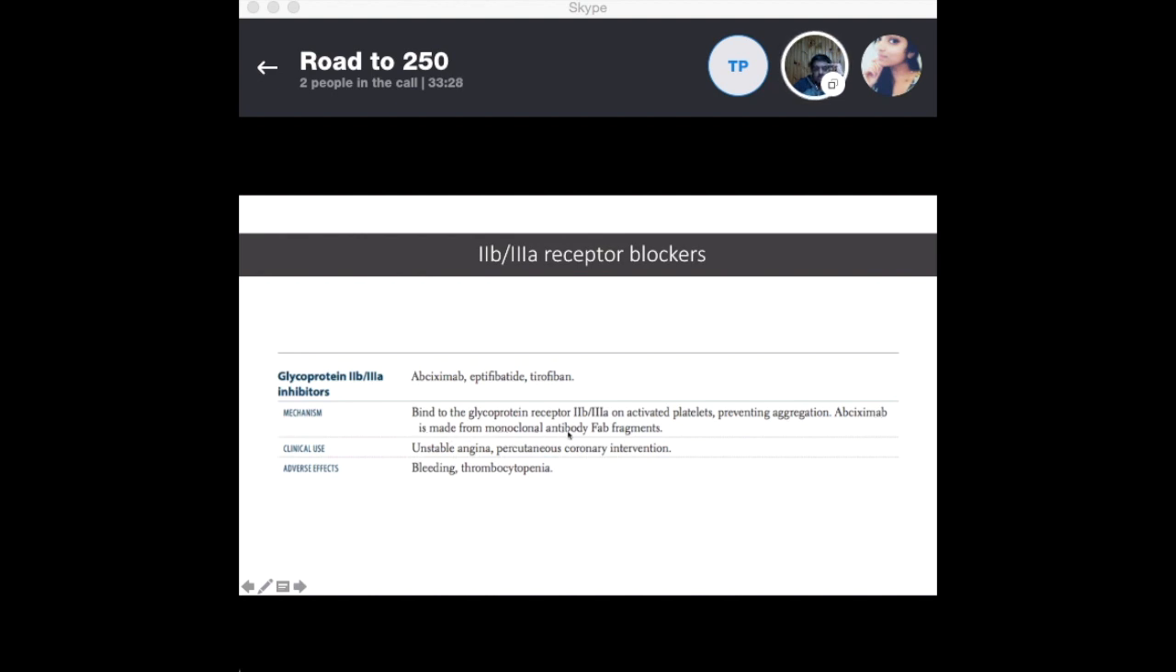And abciximab is made from monoclonal antibody Fab fragments. So clinically, you can use these drugs for unstable angina, percutaneous coronary interventions, and adverse effects are bleeding and thrombocytopenia. Any questions about this drug?